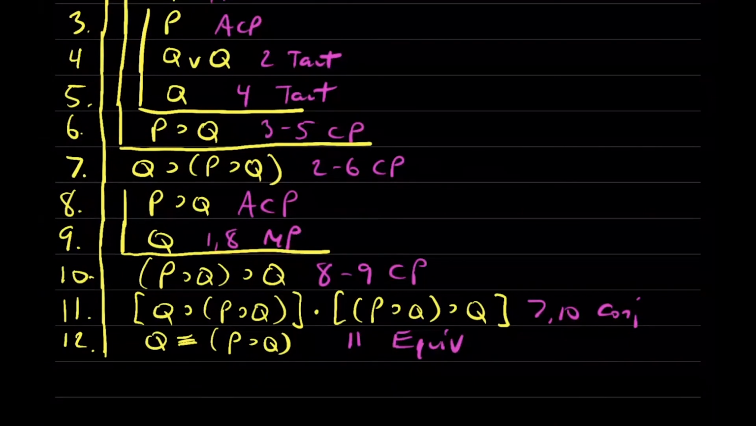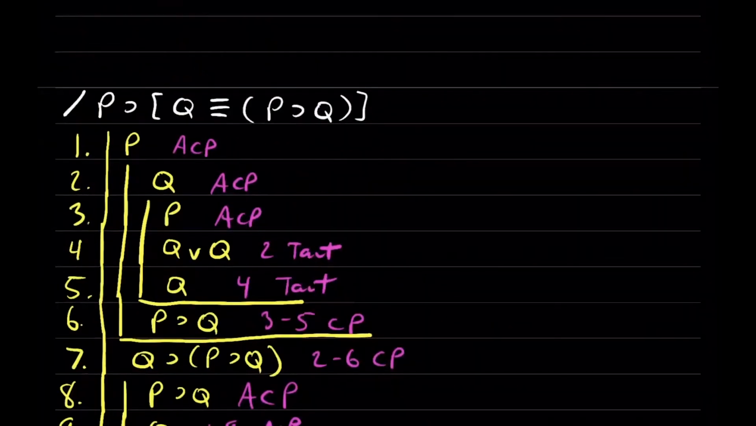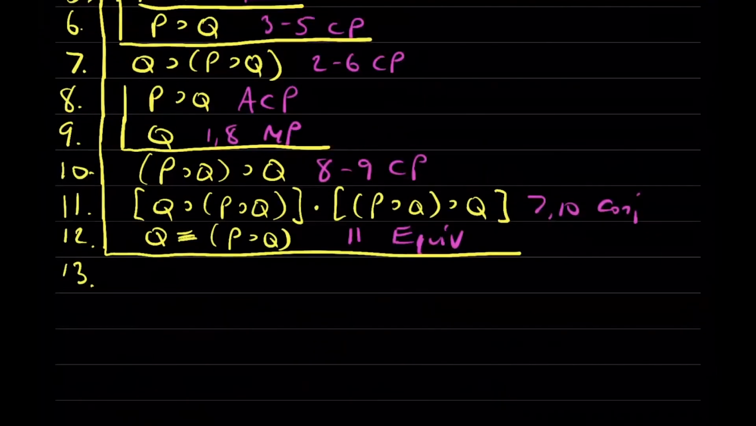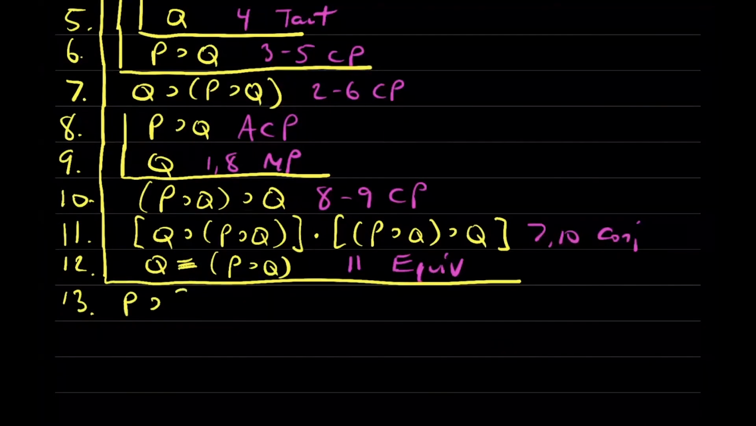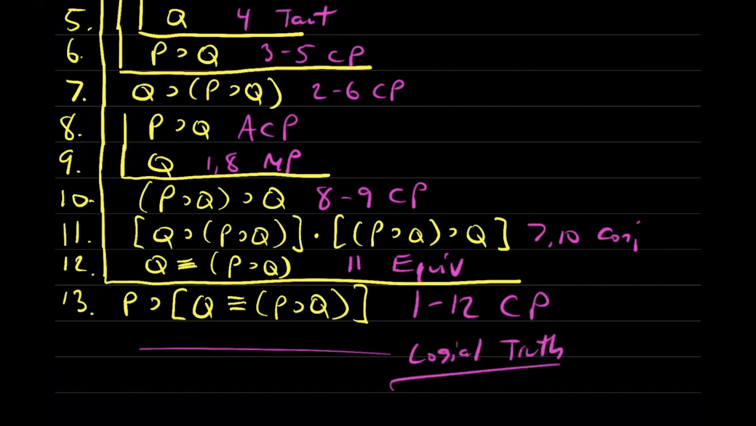So now look what I've done. I've shown that if I assume P here on line 1, the antecedent of the conditional that we're trying to prove, I can get the consequent of it, which was a biconditional. So I'm done with that conditional proof sequence. If P, then I can get Q is equivalent to P implies Q. Biconditional proof, line 1 through 12 by conditional proof, and we are done. We've shown that this is a logical truth. Okay.